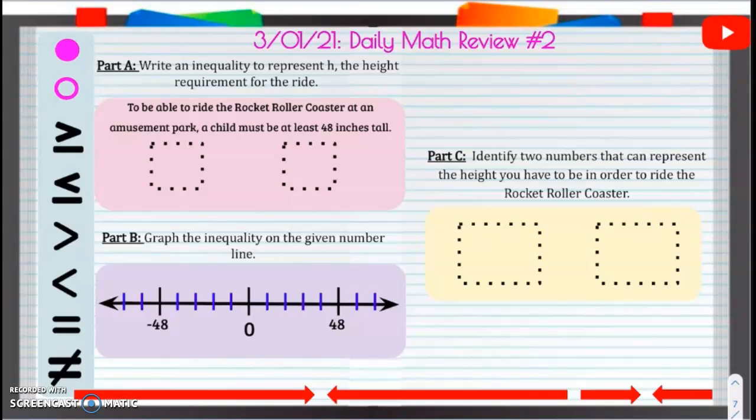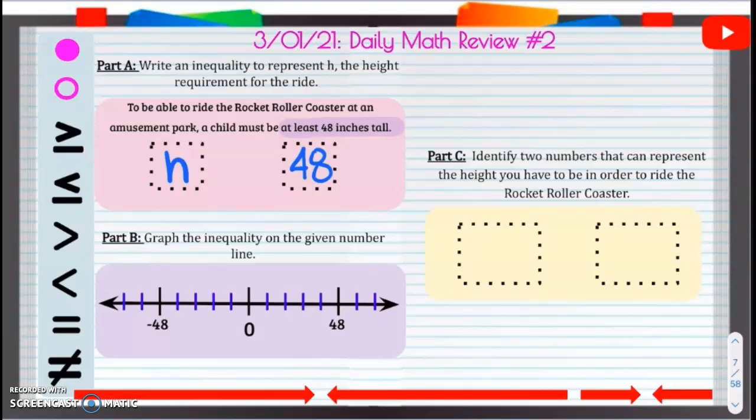DMR number 2, we're going to write an inequality to represent the height, h, or the height requirement for the ride. So to be able to ride the Rocket roller coaster at an amusement park, a child must be at least 48 inches tall. So at least 48 inches tall. So the height, h, and then we have 48 for our 48 inches. You have to be at least 48 inches tall.